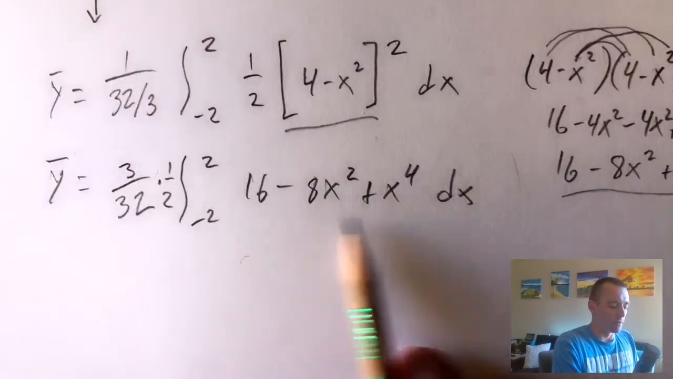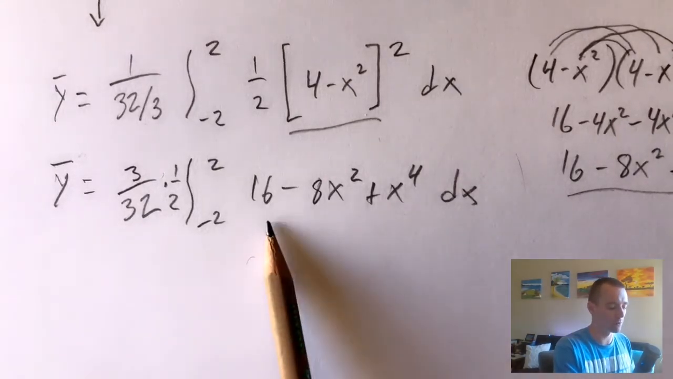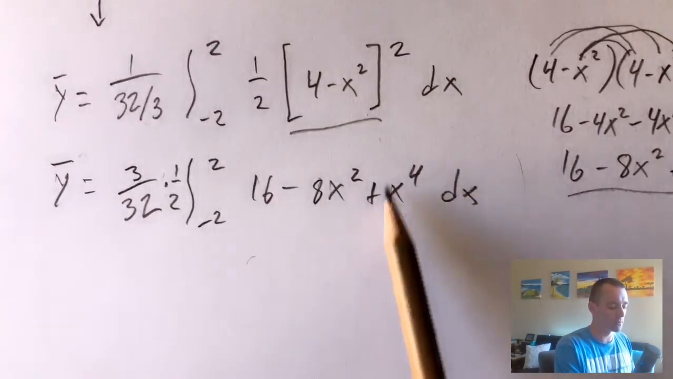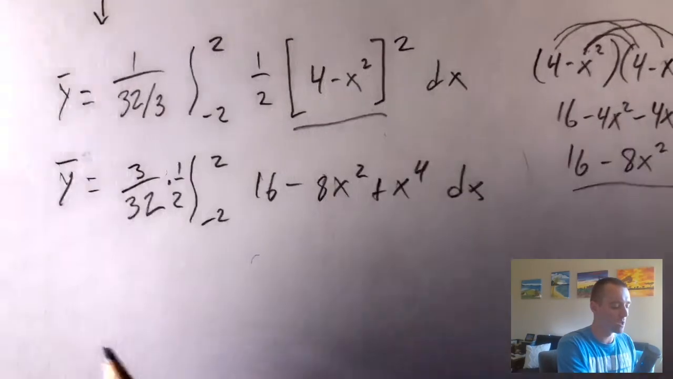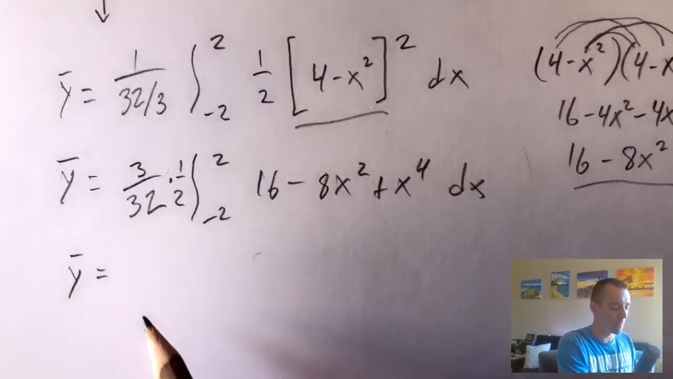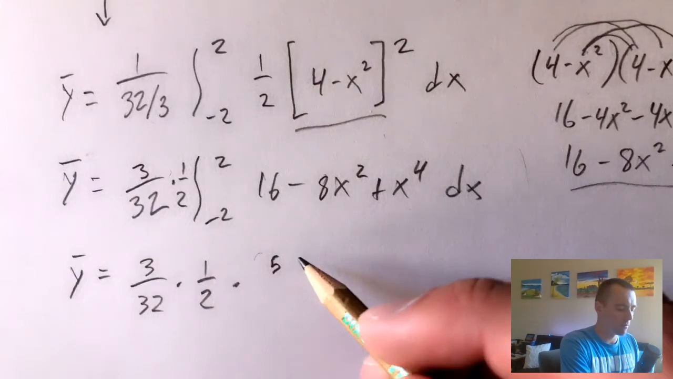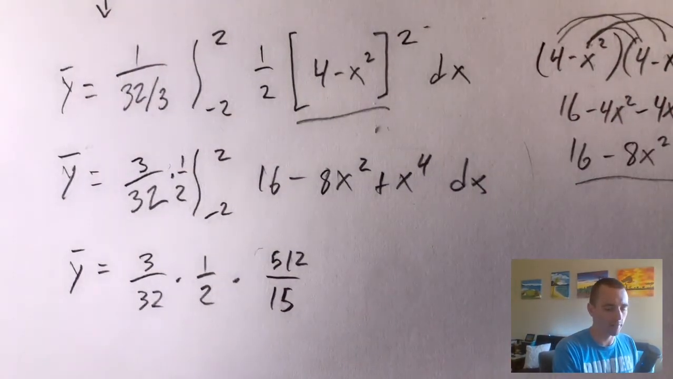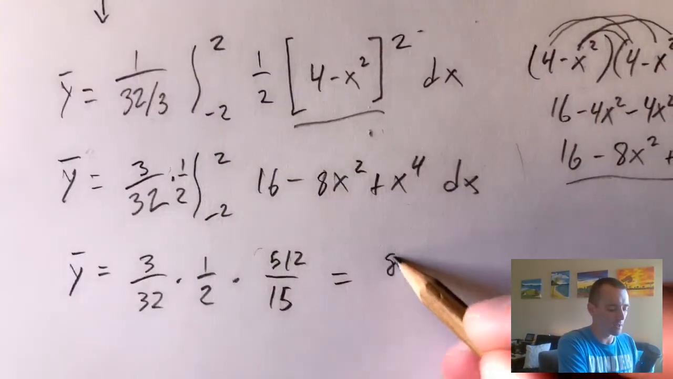I'm not going to go through all the steps of integrating this. You could definitely do that yourself, and I would recommend doing it. But this can just be done using the power rule, right? We would raise our power by 1, divide by the new power, and then evaluate that integral from negative 2 to 2 by plugging in 2, plugging in negative 2, and taking the difference between them. When you evaluate this integral, you would get 3 over 32 times 1/2 times 512 over 15, because 512 over 15 would be the result of this integral. And then if we simplify this, we would just get 8 over 5.